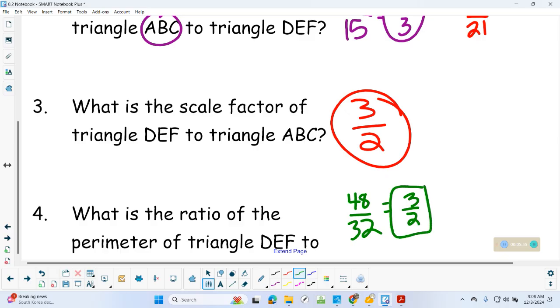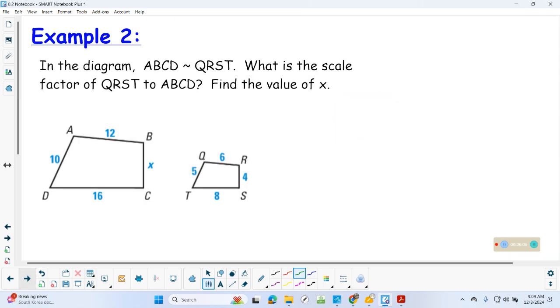So again, nothing too crazy whatsoever. Just make sure that you read closely so you know what triangle to start with. Any questions on that? All right, let's do something besides a triangle. Let's mix it up, flip the page, and do a quadrilateral.